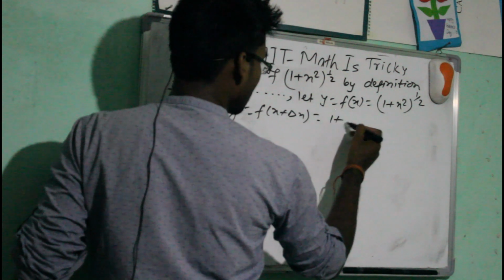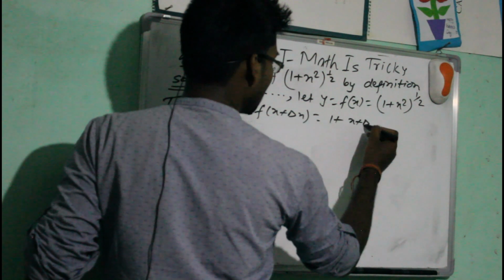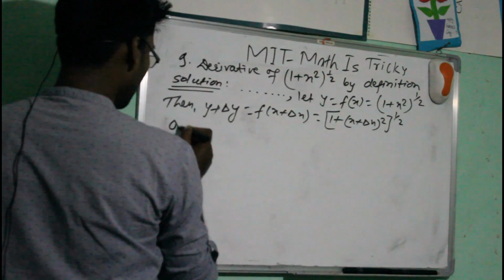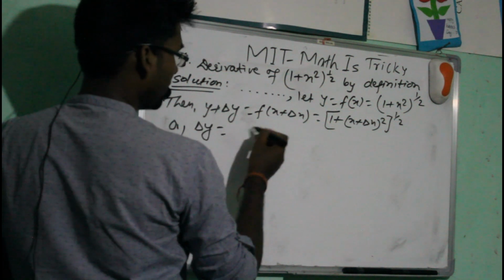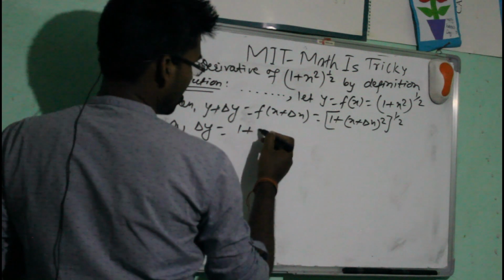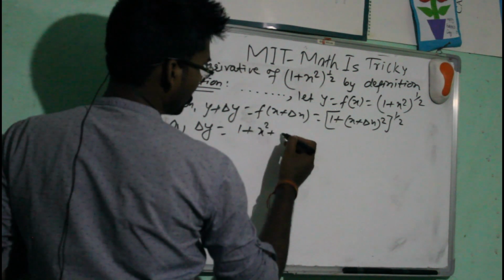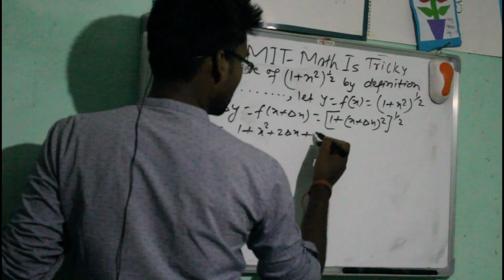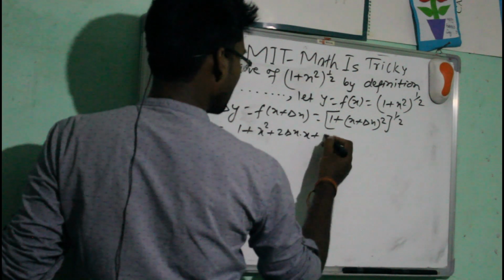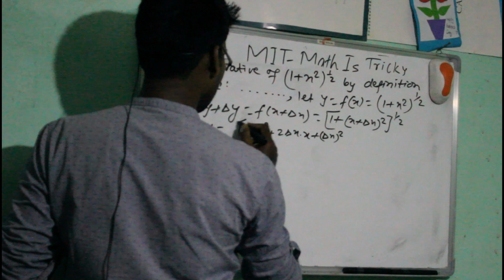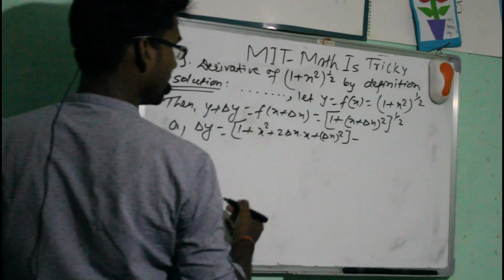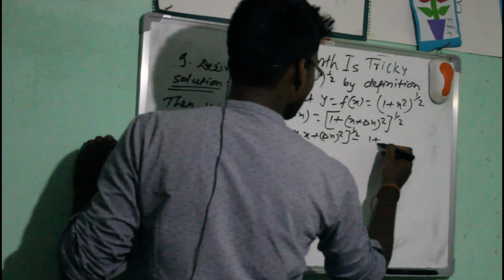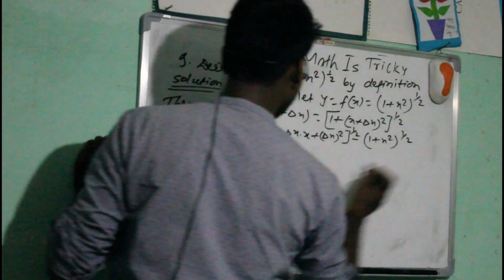So how much do we get? (1 plus (x plus delta x) whole square) and to the power 1 by 2. So we can write here delta y equals 1 plus, we can write this as x square plus 2x delta x plus delta x whole square. This is our first part, and then minus, power 1 by 2 is there. So minus y means it is (1 plus x square) power 1 by 2.